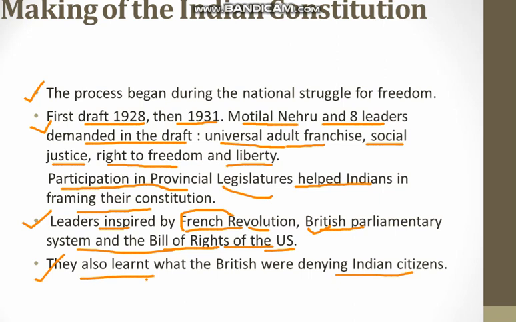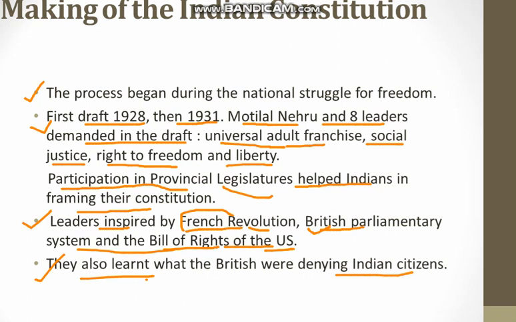They also learned socialism from the Russian Revolution. They were not just imitating or copying others. At each step, they were questioning whether this thing was suitable for our country. All these factors contributed to the making of our constitution. These were the main factors which gave shape to the Indian constitution.